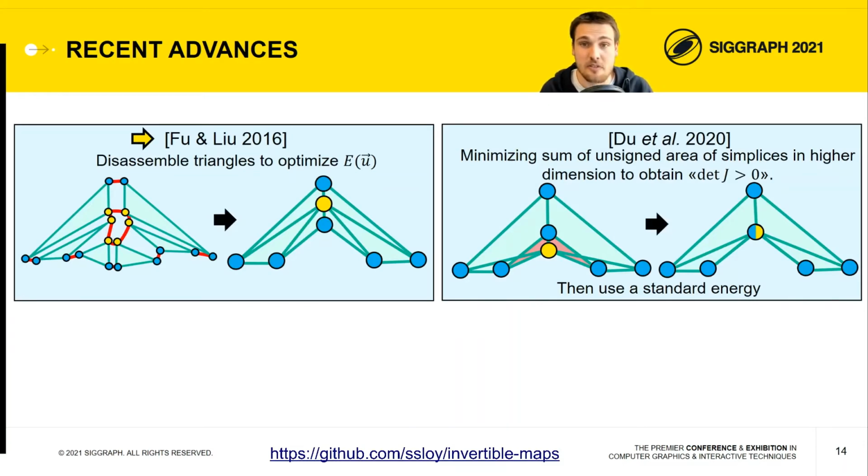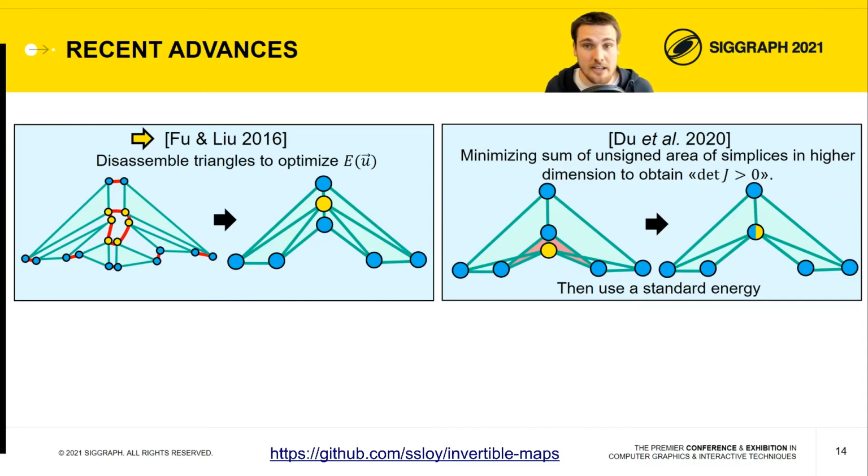Addressing this problem is a very active research topic. We can mention two works in this way. The first one, simplex assembly, disassembles the triangles to obtain a valid triangle, and then slowly reassembles them while optimizing the energy E. Another one is total lifted content, the most recent paper on this topic, which tried to minimize the unsigned area of the simplices to obtain a valid mapping, and then uses a standard energy to obtain a quality mapping.